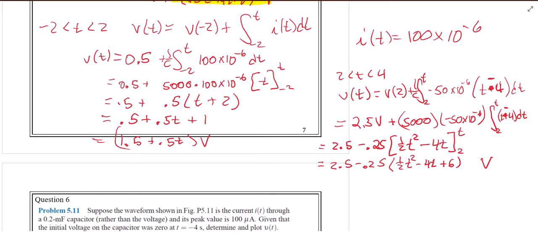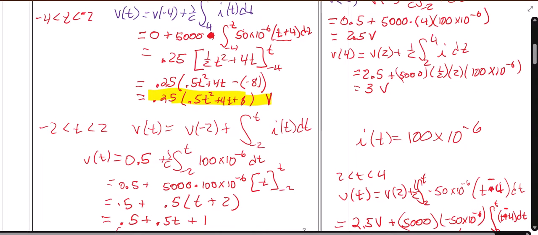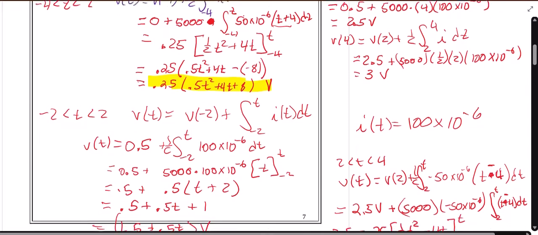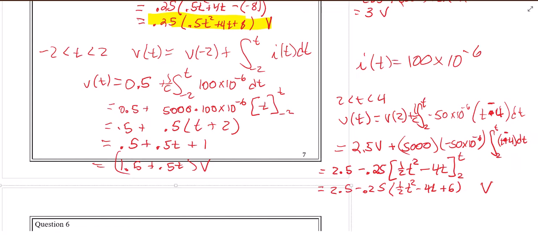Okay, so, and then also to come up with this V of 2, we had calculated it before, but we could have also plugged 2 into what we got right here. And sure enough, if you plug 2 into this, 1.5 plus 0.5 times 2 is 1.5 plus 1 is 2.5. You would have gotten exactly the same thing.